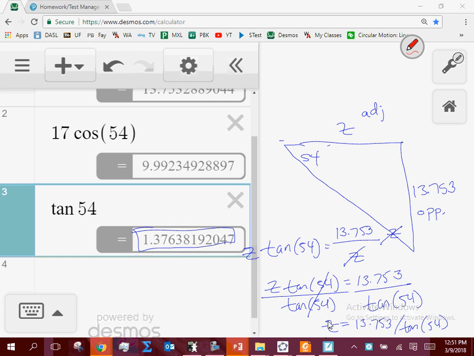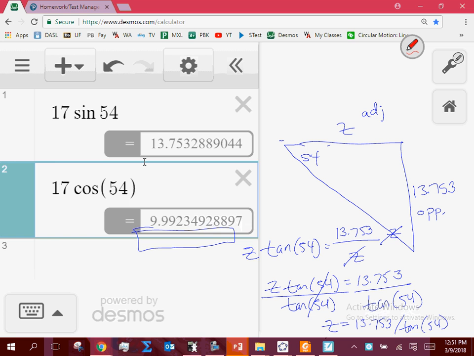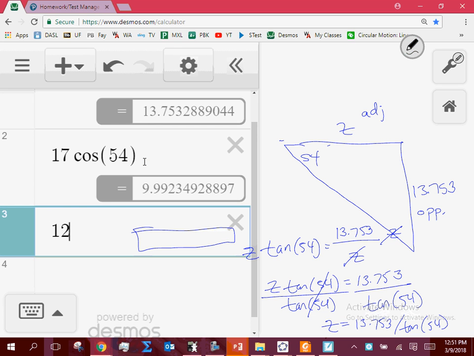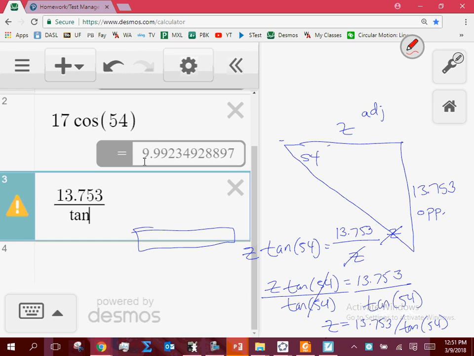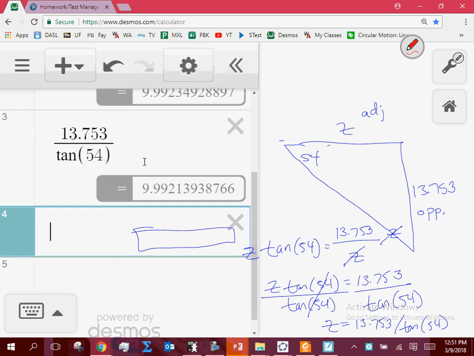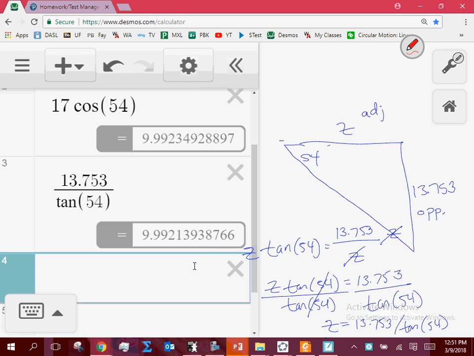Now, if I do this right, it should give me the same 9.99 number, or something close to that. We've already found Z a different way, a more accurate way, you're going to find out. But if I take 13.753 divided by tangent of 54 and hit enter, it gives me that number right there. Which, for all practical purposes, for our applications, probably isn't a bad thing.